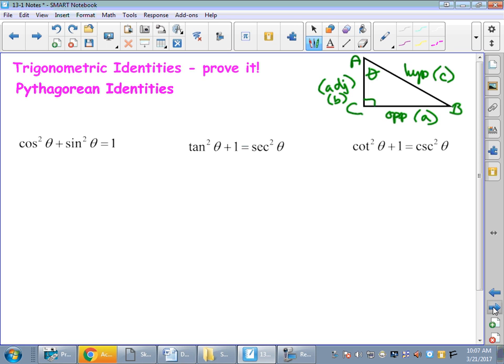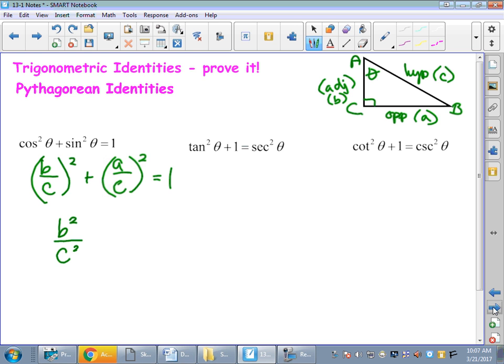If I do cosine squared theta, that is the adjacent b over c, but it's squared. And the sine of theta squared would be a over c squared. And they're saying that should eventually become 1. When I square a fraction, that just means multiply it by itself. So you square the top, b squared, square the bottom, c squared. Do the same thing, a squared over c squared, equals 1.